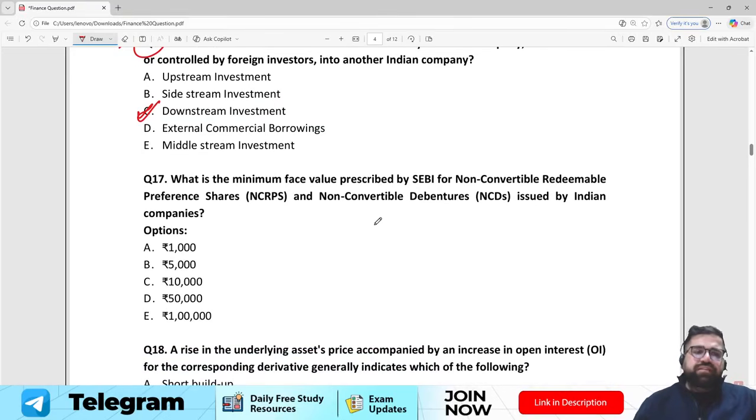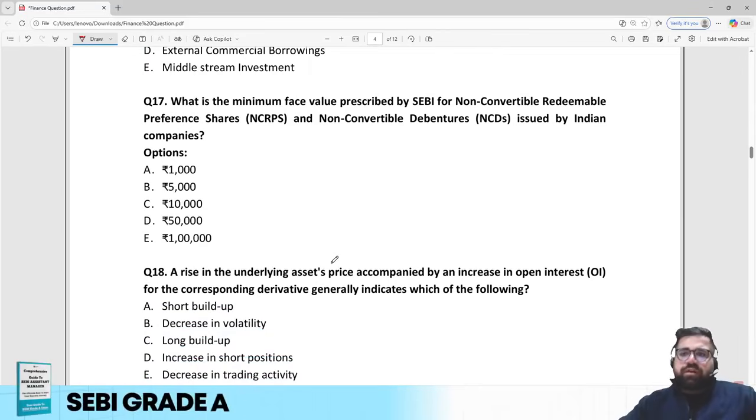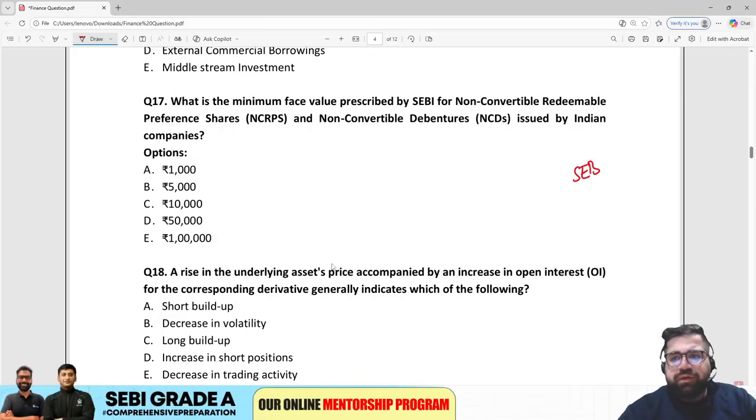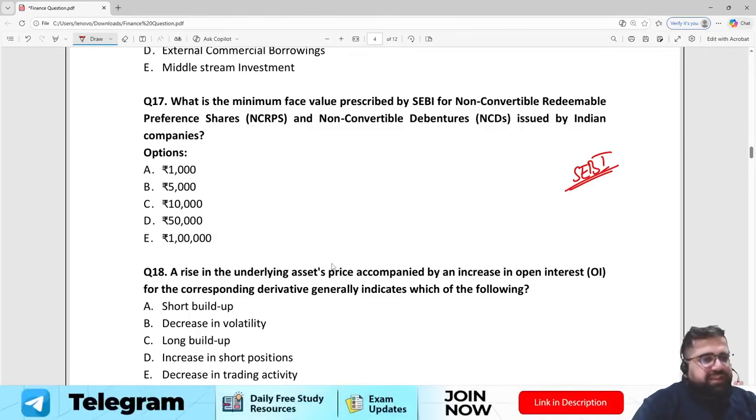Next question. What is the minimum face value prescribed by SEBI for non-convertible redeemable preference shares and for non-convertible debentures issued by Indian companies? Now this is based on again SEBI related news, SEBI notification, which can be asked in finance, so be ready for that. The correct answer, if I'm not wrong, will be option number C, which is 10,000, right?